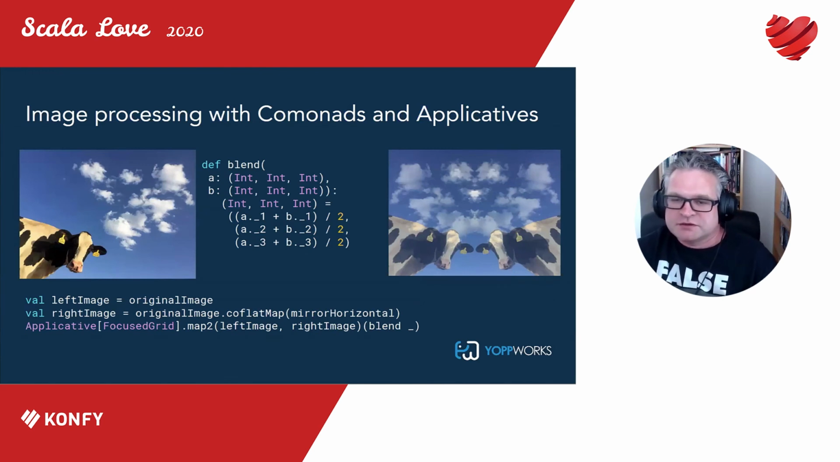Let's say that I have a pure function that can blend two pixels, and I have two images. What I want to do is to be able to combine those two images, right? The left image is just the original, the right image is the image mirrored horizontally. And because I have an applicative instance for focus grid, I can call mapN on it and pass in the left and right images, and then pass in my blend function. So there we're using mapN in something kind of visual.